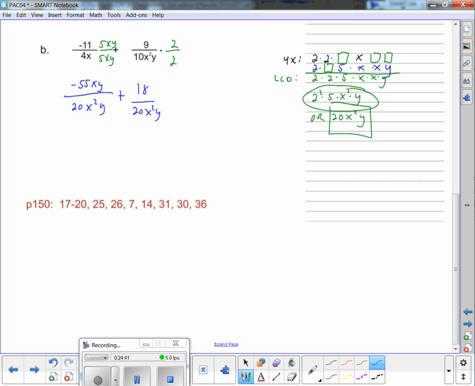Isn't that amazing? How do you add fractions? Add their numerators. By the way, can we add a negative 55xy and an 18? You should already know the answer to this. Yes or no? Can you add them? Can somebody say why you can't add them, Kristen? So as long as the 18 had some variables, we could add them? Hayden? They're not like terms, right? They don't have the same variables, and the variables don't have the same exponents. Okay, so that's going to stay.